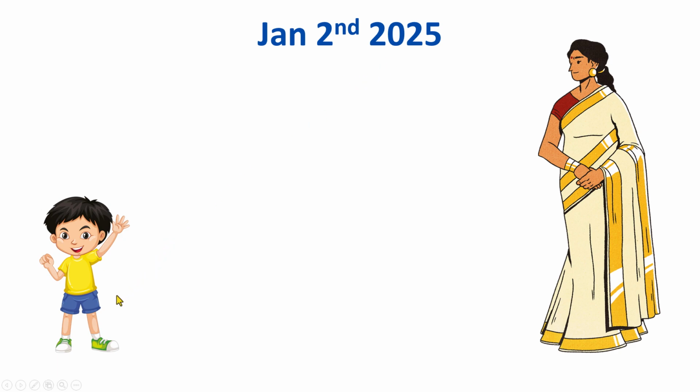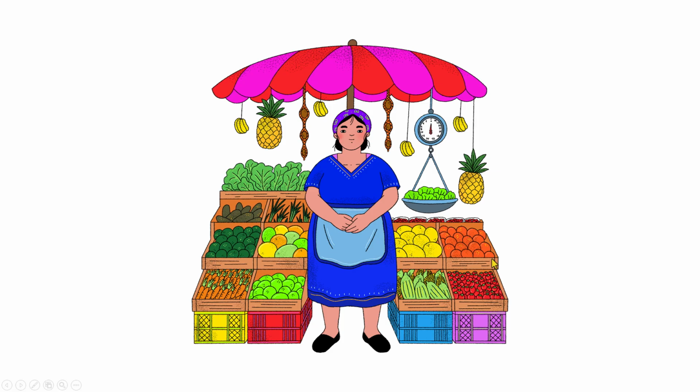This is you and this is your mother. Your mother asks you to go to the market and buy vegetables. So you go to the market. In the market, there are a lot of shops, and shops have vegetables. You have a lot of options to buy from, but you only buy the ones that your mother asked you to.